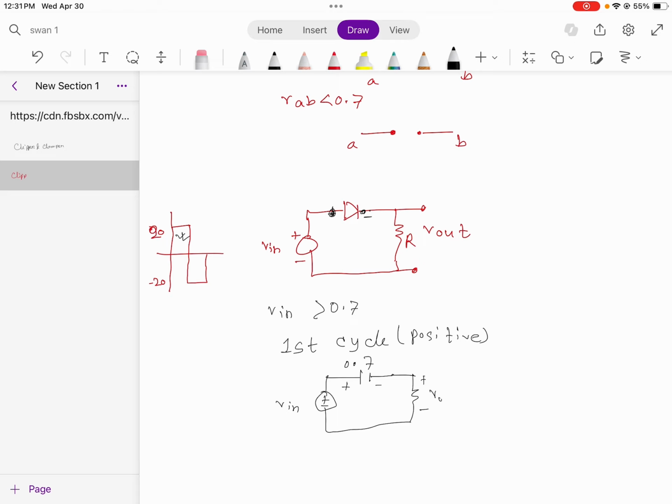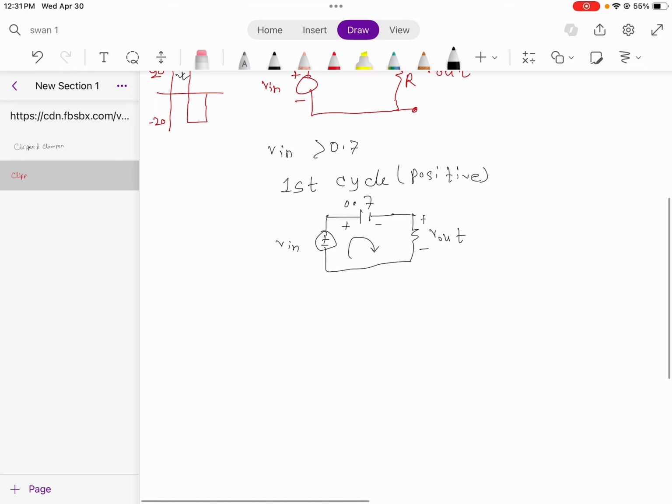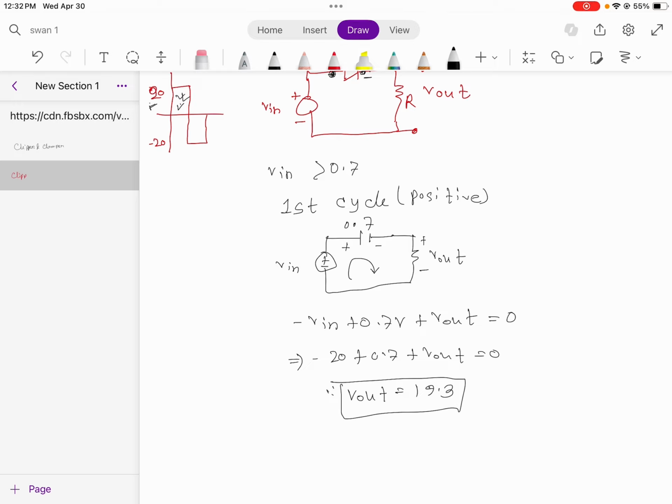So if we now apply Kirchhoff's voltage law, in the clockwise direction, minus the input voltage, plus 0.7 volt voltage drop, plus the output voltage, the sum totals to 0. The input voltage is plus 20 volt as we have seen earlier. So minus 20 plus 0.7 plus V output is equal to 0. So V output will be 19.3 volt. This corresponds to the first half cycle.